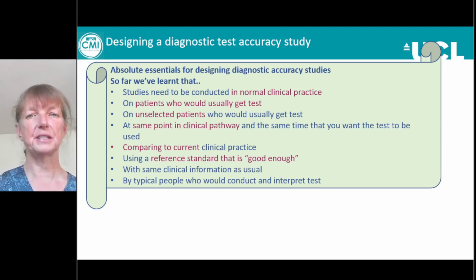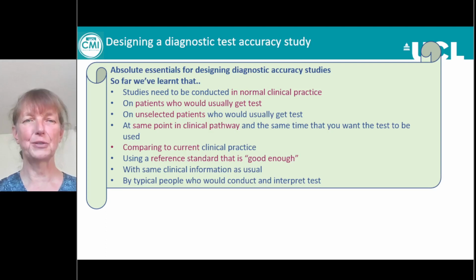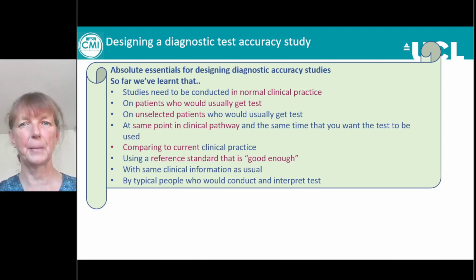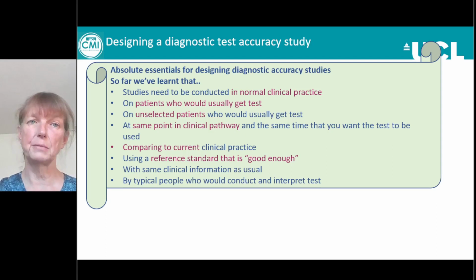And if we want to replace the test that's being used in current practice or add on to it, we actually need to be comparing and including the current practice in our study. And we need to be using a reference standard that's good enough for our purpose of what we want the test for. So the reference standard is really important, that it is actually related to what we want to conclude from our study. And the people who are interpreting our new test, our index test, need to be using the same clinical information as is usually used when interpreting a test, so they may know something about the age or the prior conditions or prior symptoms of that patient.